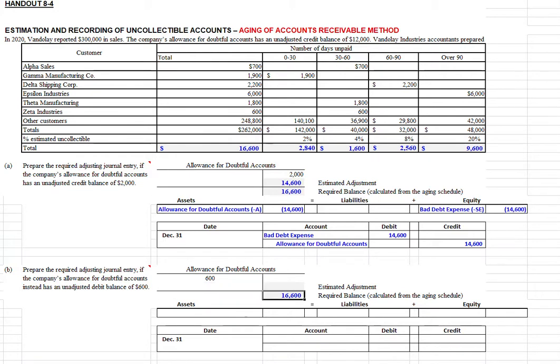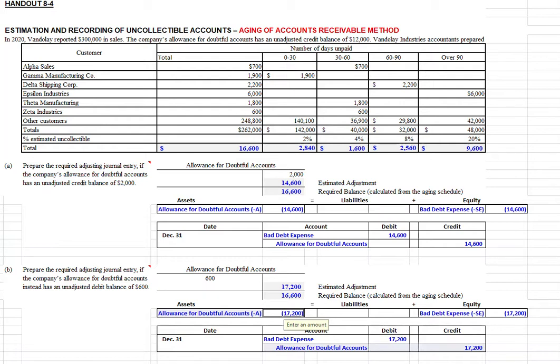We've estimated our ending allowance should be $16,600, which means in this case we need an adjusting entry of $17,200. We debit bad debt expense for $17,200, which of course will reduce net income and ultimately reduce stockholders' equity, and we credit our allowance for doubtful accounts for $17,200.